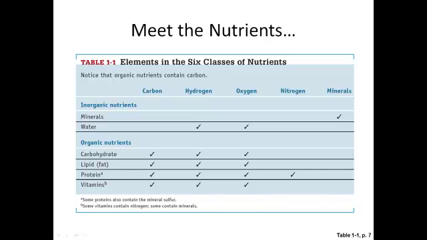Notice that they are broken into 2 classes, inorganic and organic. The inorganic nutrients include the minerals and water. Organic nutrients are carbohydrate, lipid, protein, and vitamins. It is important to understand for this class, when I say organic, I mean that it contains carbon, not how the food was grown.